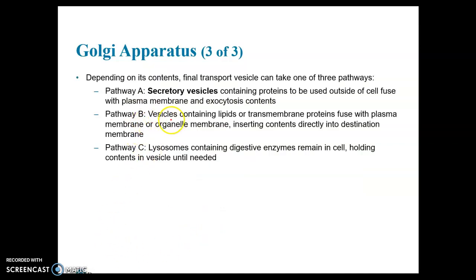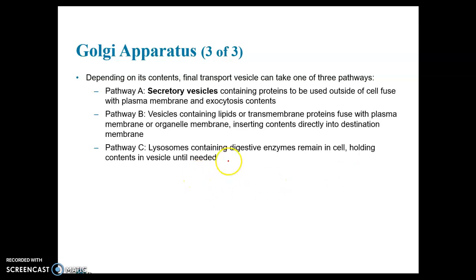If it takes pathway A, it is a secretory vesicle. It contains proteins that need to be secreted outside the cell. So it will fuse with the plasma membrane, and exocytosis will occur, and that will cause the contents of that vesicle to be released outside the membrane.